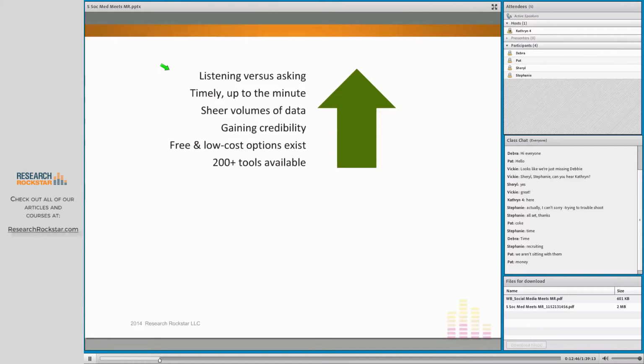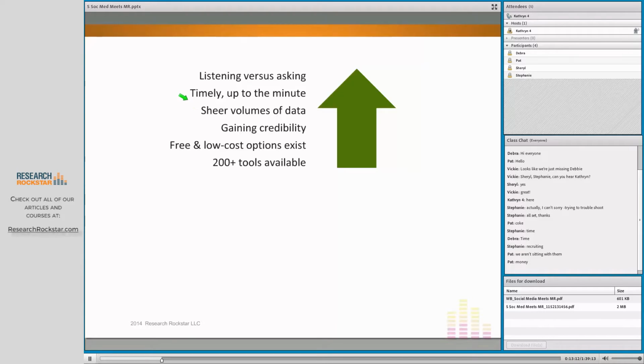So the benefits, it's about listening versus asking. And again, thanks to advances in our awareness of things like behavioral economics and irrational decision making, we know that sometimes asking has limitations. So now we have a greater opportunity to listen. Also, social media research gives us timely up-to-the-minute data and sheer volumes of data.